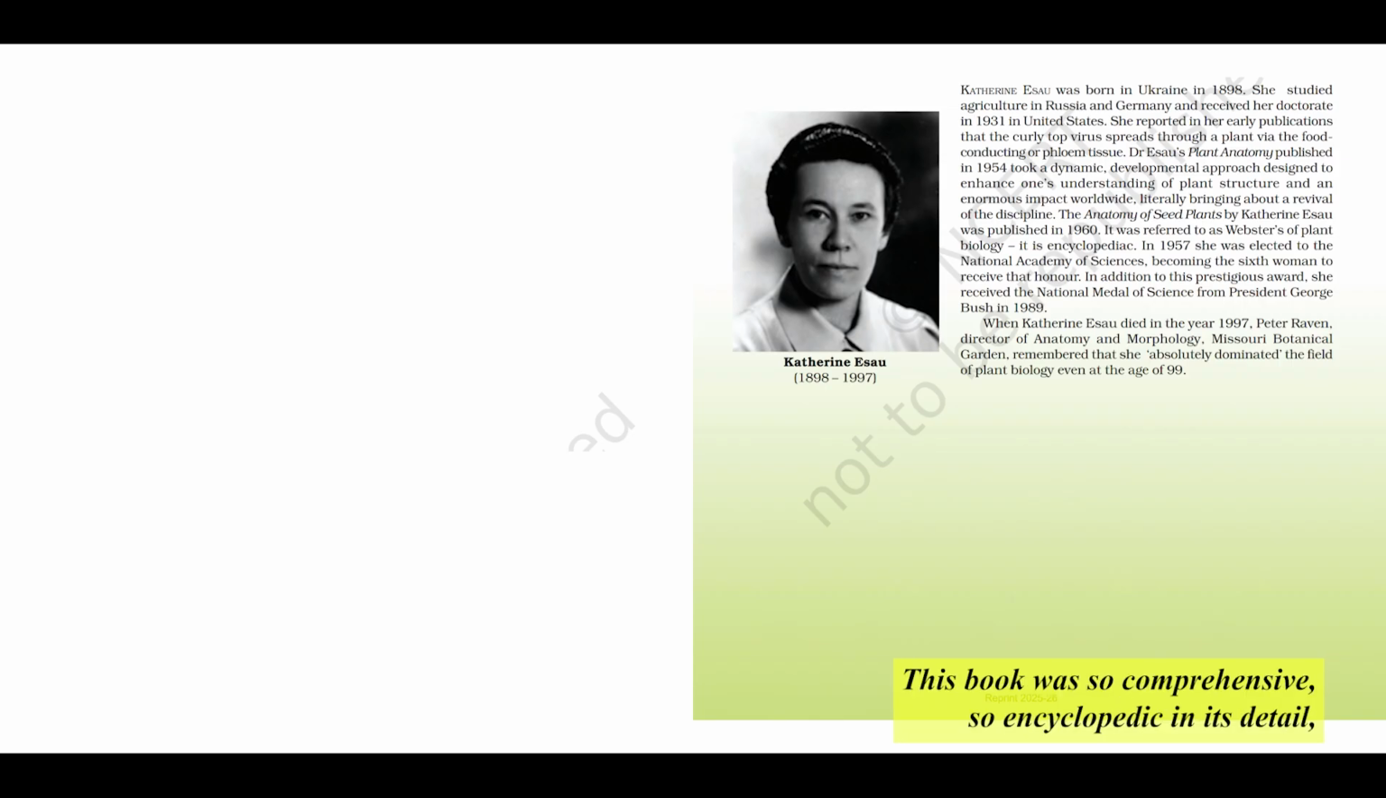This book was so comprehensive, so encyclopedic in its detail, that it became affectionately known as the Webster's of plant biology. Wow, like the dictionary for plant structure? Pretty much. If you wanted to know anything about plant structure, this was the definitive reference. And her immense contributions didn't go unnoticed.